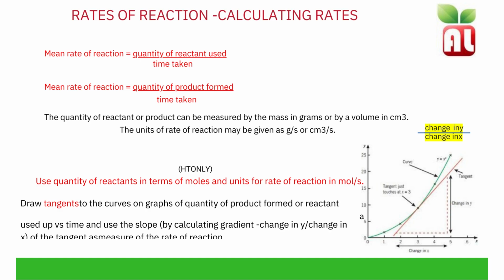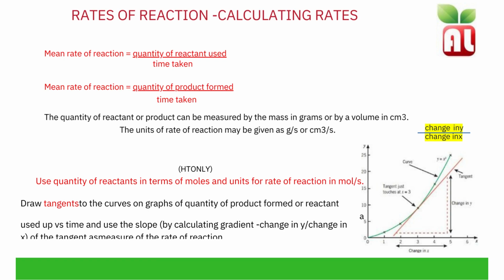Calculating rates of reaction. The mean rate of a chemical reaction can be calculated by measuring the quantity of reactant used up divided by the time taken, or measuring the quantity of the product formed divided by the time taken. The quantity of reactant or product can be measured by the mass in grams or by a given volume in centimetres cubed. The units of rate of reaction may be given as gram per second or centimetres cubed per second.